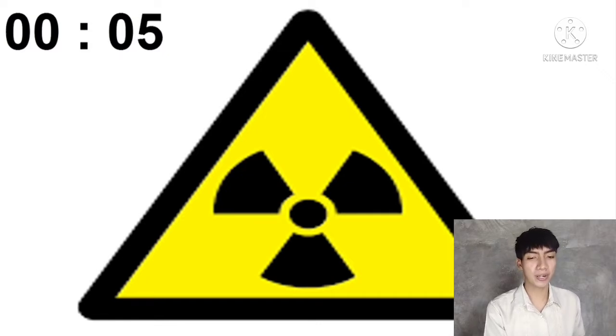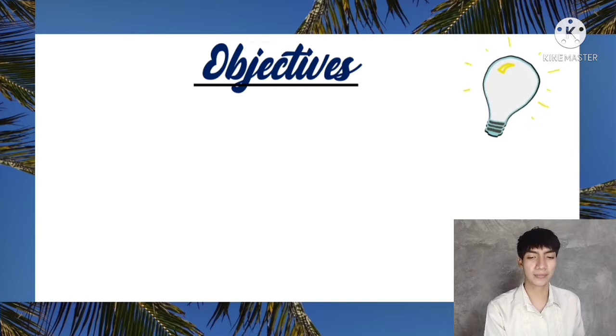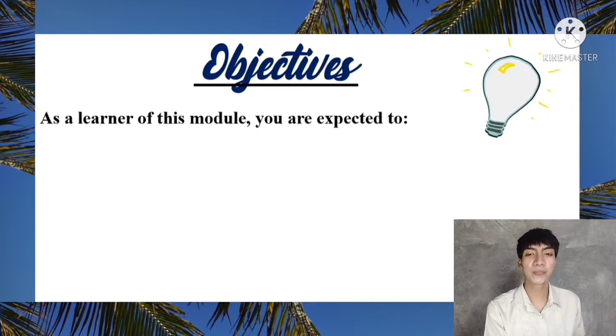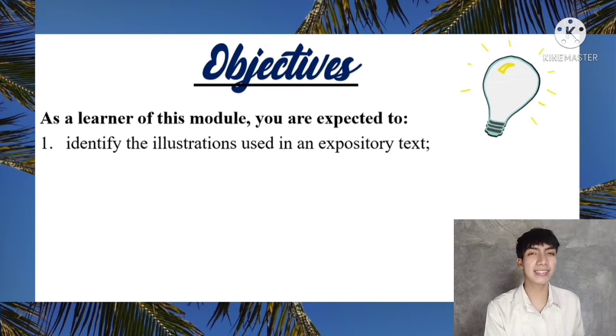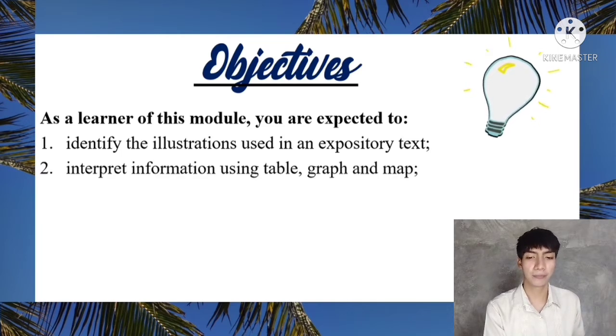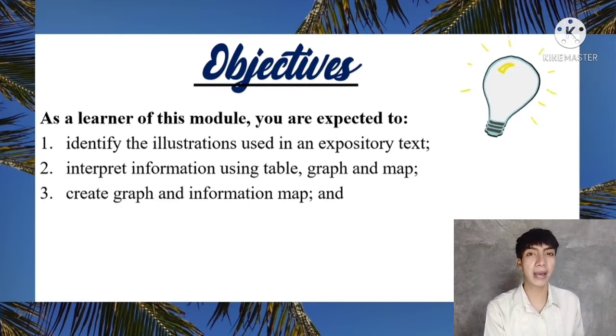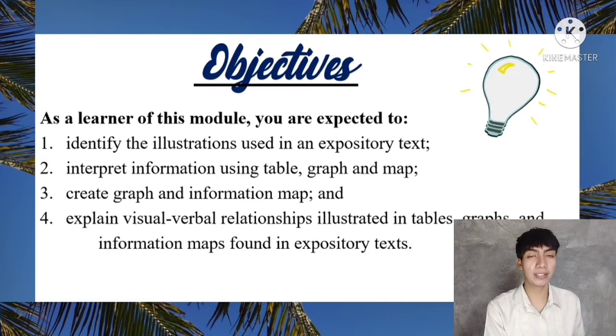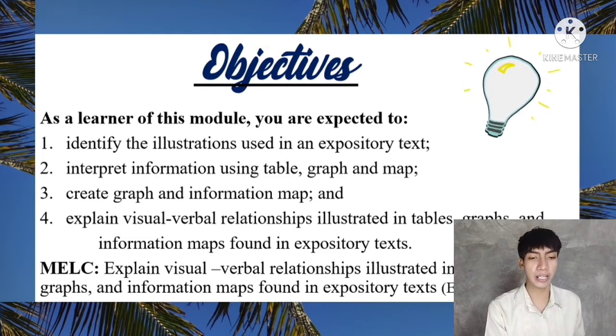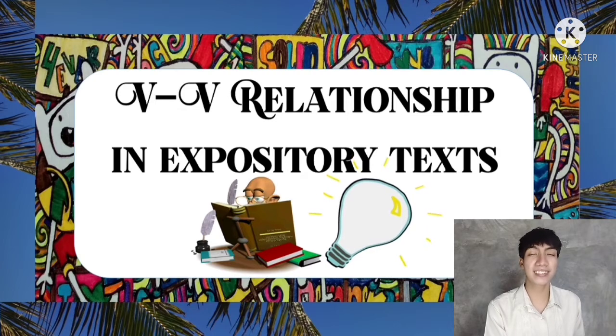Now, let me show to you our objectives that we need to achieve for this week. As a learner of this module, you are expected to first, identify the illustrations used in an expository text. Second, interpret information using table, graph, and map. Third, create graph and information map. And lastly, explain visual-verbal relationships illustrated in tables, graphs, and information maps found in expository text. Our most essential learning competency for this week is explain visual-verbal relationships illustrated in tables, graphs, and information maps found in expository texts. Let's discuss visual-verbal relationship in expository texts.